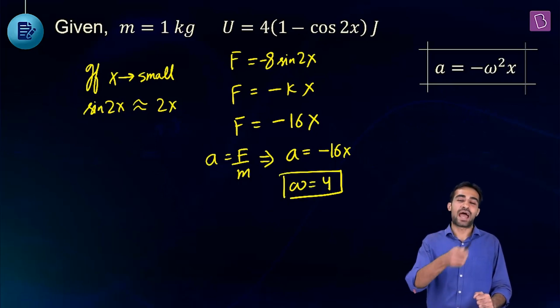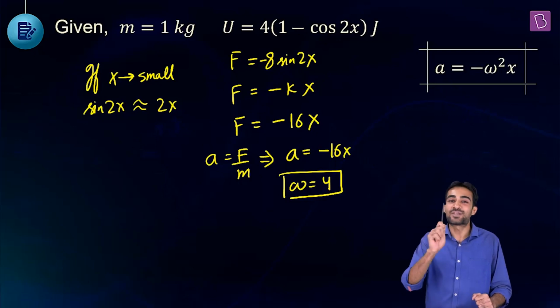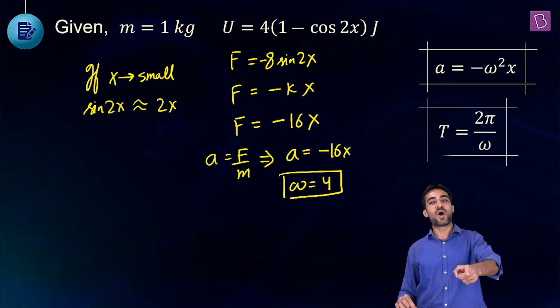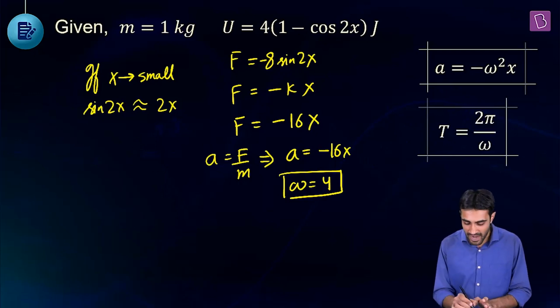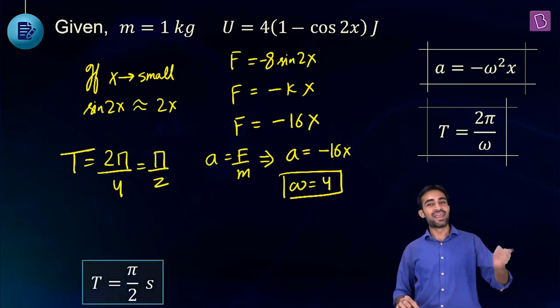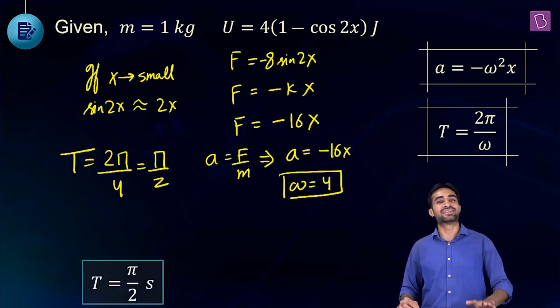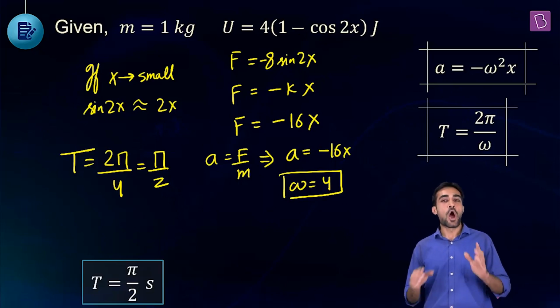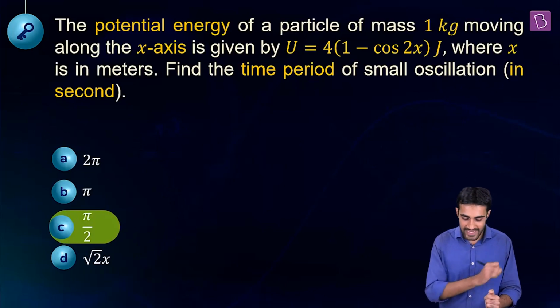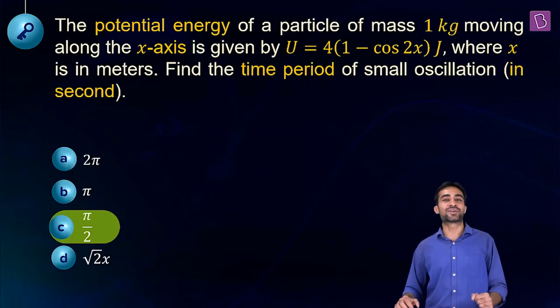Now, we have to find the time period. What is the formula of time period? You have to tell me. Time period is 2 pi by omega. All right, very good. So, in our case, time period would be 2 pi divided by omega. Omega was 4, so time period came out to be pi by 2. Yes, time period is pi by 2 seconds. In pi by 2 seconds, the object will complete one full oscillation. So let's see. Option C is the right answer for our question.